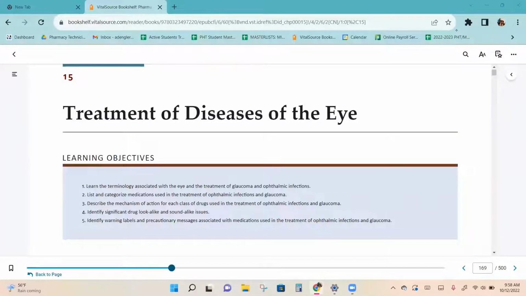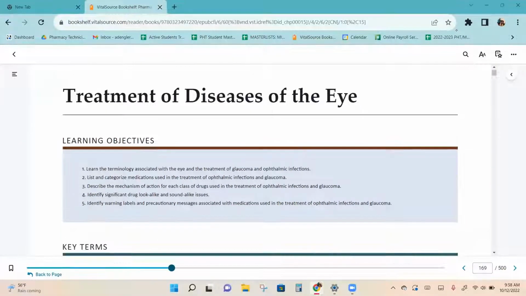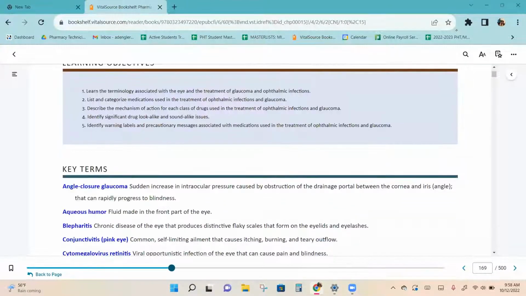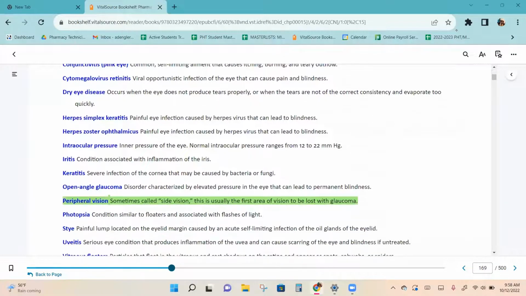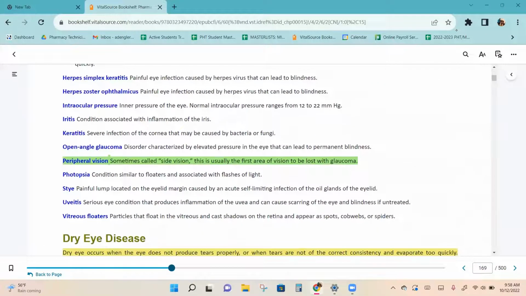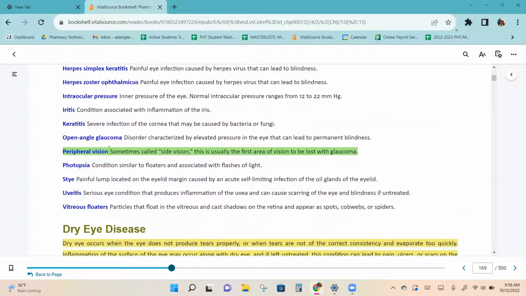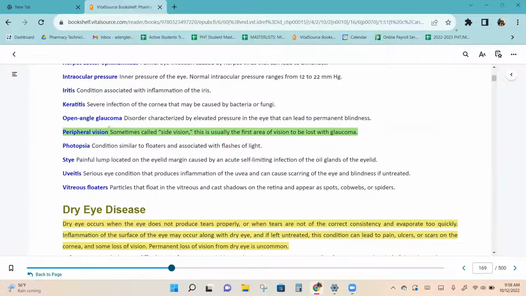Chapter 15, Treatment of Diseases of the Eye. Let's skip past the key terms as we will go through them in the chapter. However, I do have peripheral vision highlighted, sometimes called side vision. This is usually the first area of vision to be lost with glaucoma.